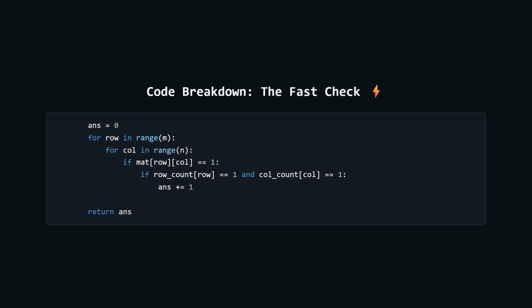Now for the magic. We loop through the grid a second time. When we find a 1, we don't need to scan anything. We just look up its row score and its column score in our lists from earlier. If both of those scores are exactly 1, it means this is the only one in its row and column. So we increase our answer count.